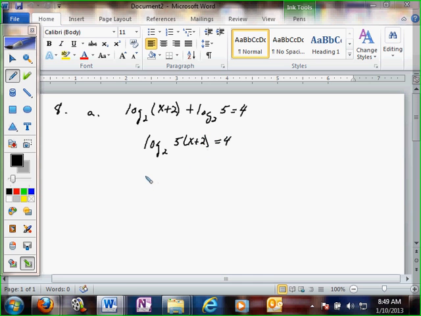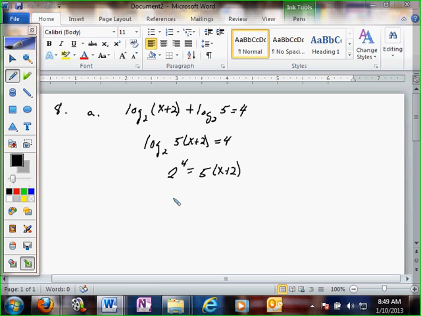Now what I have is a problem just like on the other side of the paper, where I was evaluating a logarithm without a calculator. 2 to the power of 4 is equal to 5 times x plus 2. And then let's just solve for x. We're back in algebra 1.